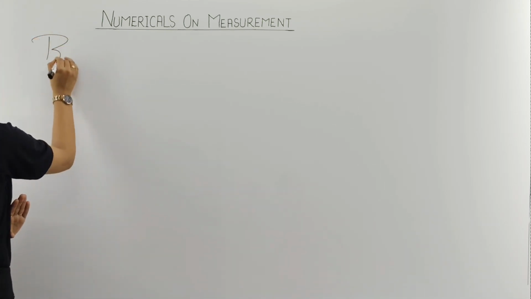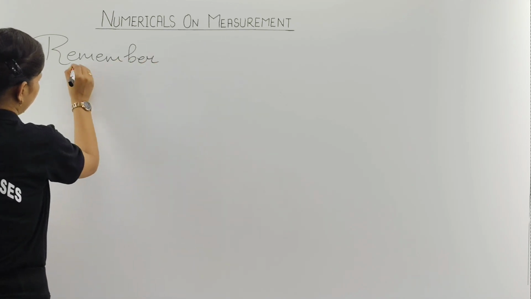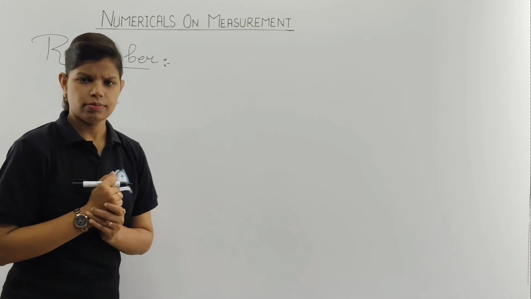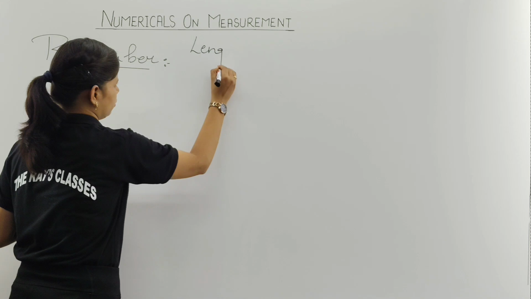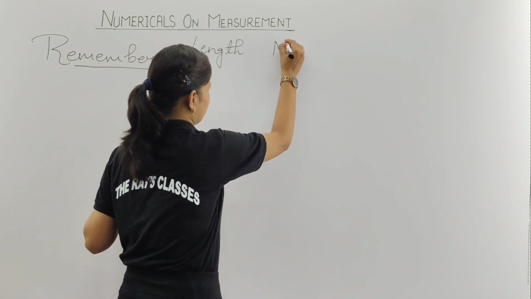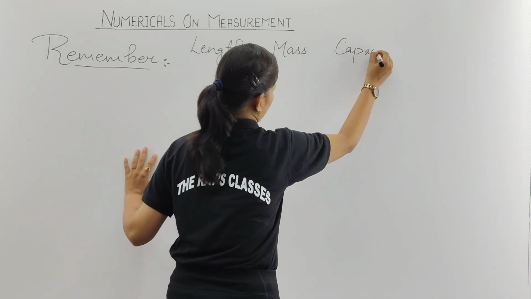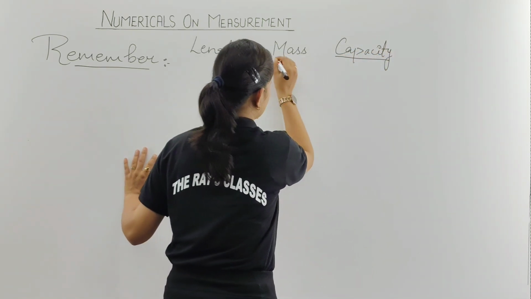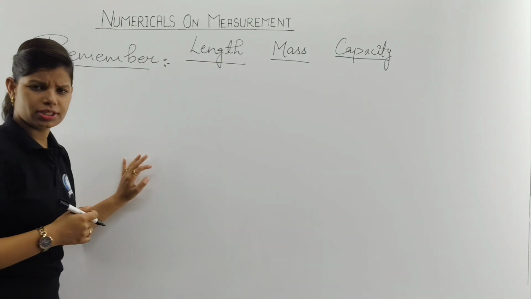So please make a note of this. Remember, these three terms again and again while dealing with the problems. I will give you the short form from here. First, we are dealing with length, then mass, and then capacity. We are going to solve the problems based on these three terms, and we are going to use different operations as well.